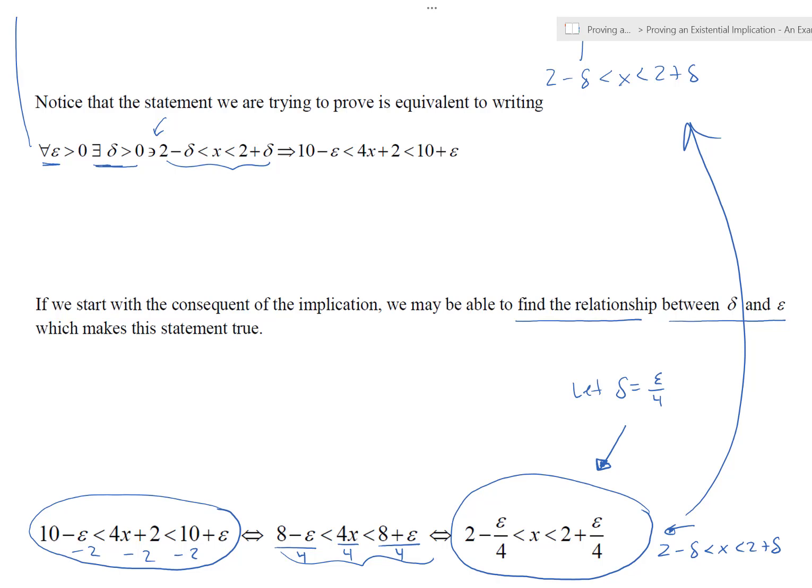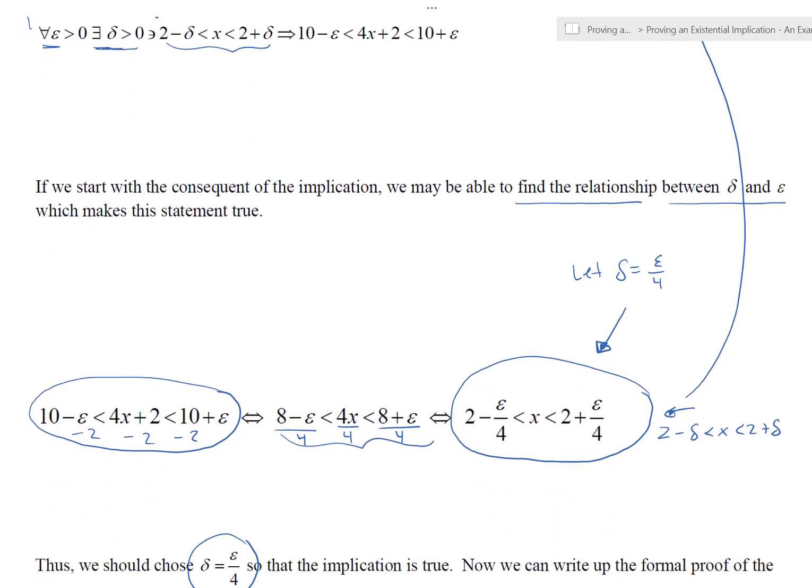So this is a strategy that can be used when proving an existential implication. That is, what are you trying to prove? Whatever two variables are involved, try to find a relationship between the two such that the implication is indeed true. Now, if you can't find a relationship between the two, either something went wrong with the math, or it's possible that the statement is not true. But because we are directed in this example to prove the statement, we know there has to be a relationship, because we know it can be proven.